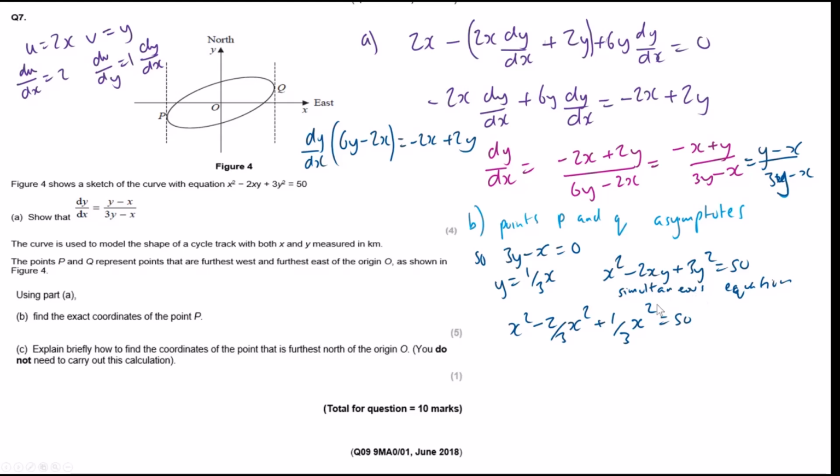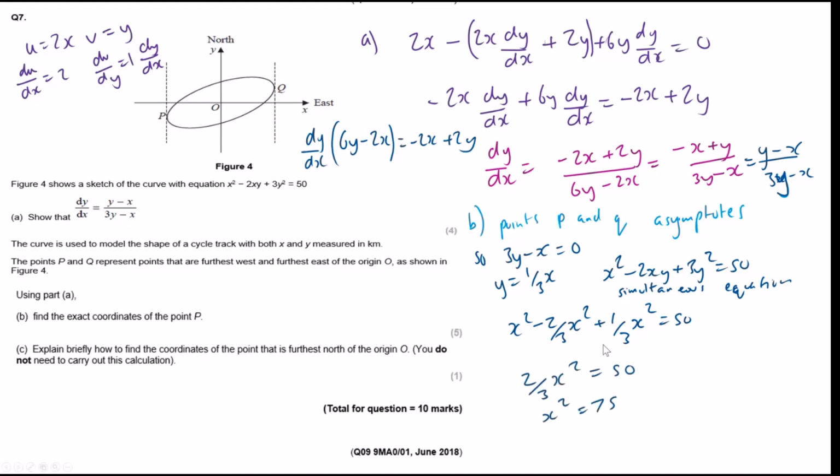Does that make sense though? Yeah, I got that, but I used y equals x instead of y equals a third x. Okay, what coordinates did you get for P? I got minus 5, 5, but then I should have used the other one. Yeah, that's the key to unlock it. That's fine.